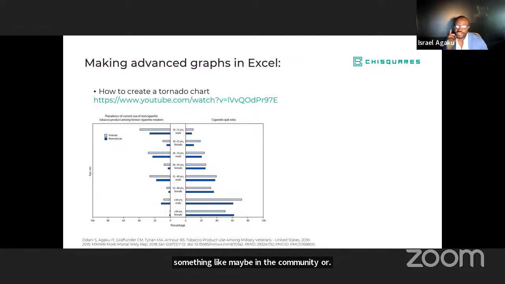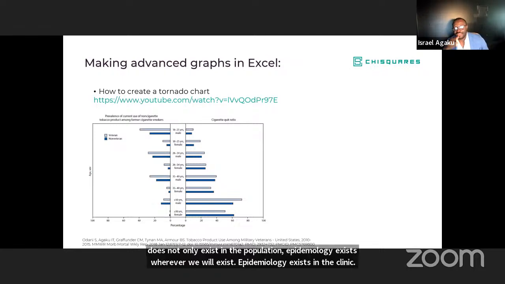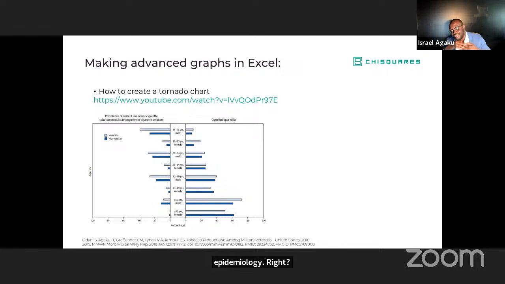That was very eloquently expressed. Thank you very much. So epidemiology does not only exist in the population. Epidemiology exists wherever we will it to exist. Epidemiology exists in the clinic, that's why we have different types of epidemiology, right? Epidemiology is a broad specialty, but we also have specialties within it, like any other specialty. We have occupational epidemiology and clinical epidemiology and so on and so forth, right? So yes, it's broad. The problem with epidemiology as a specialty is that it's one of those specialties that has just been hijacked by everybody.